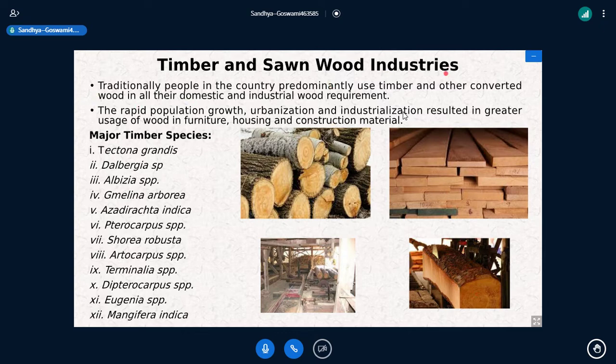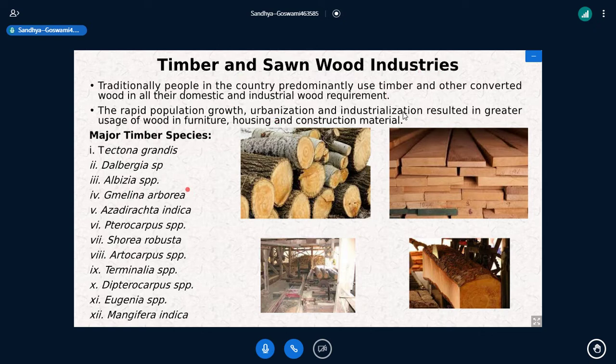So the timber and sawn wood industry is another very big industry that is based, of course, on wood. Everywhere wood is there. So traditionally people in our country predominantly use timber and other converted wood. Sawn wood is converted wood, right? For many domestic and industrial wood requirements. You know, many domestic items in your home we can make out of it. Furniture industries depend upon this timber and sawn wood. Construction industries are dependent upon it. So we have these industries, those are actually dependent on timber and sawn wood industries, right?